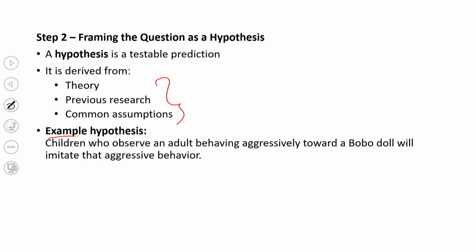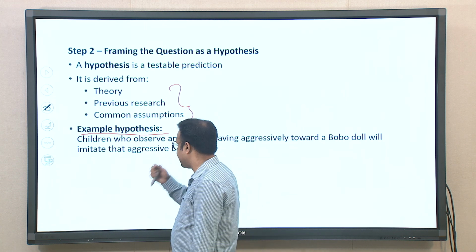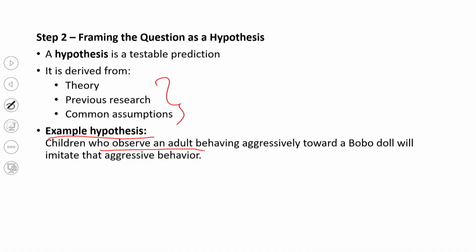For example, in the earlier Bobo doll experiment, what was the hypothesis? Bandura hypothesized that children who observe an adult behaving aggressively towards a doll will imitate that aggressive behavior. He gave a direction. Now you need to test those hypotheses. He said the children who observe adults behaving aggressively are more likely to imitate that aggressive behavior. That was the hypothesis, the prediction they make, and now they can test it out. Whether this prediction is true or not, the result will tell. So, this is the second step.